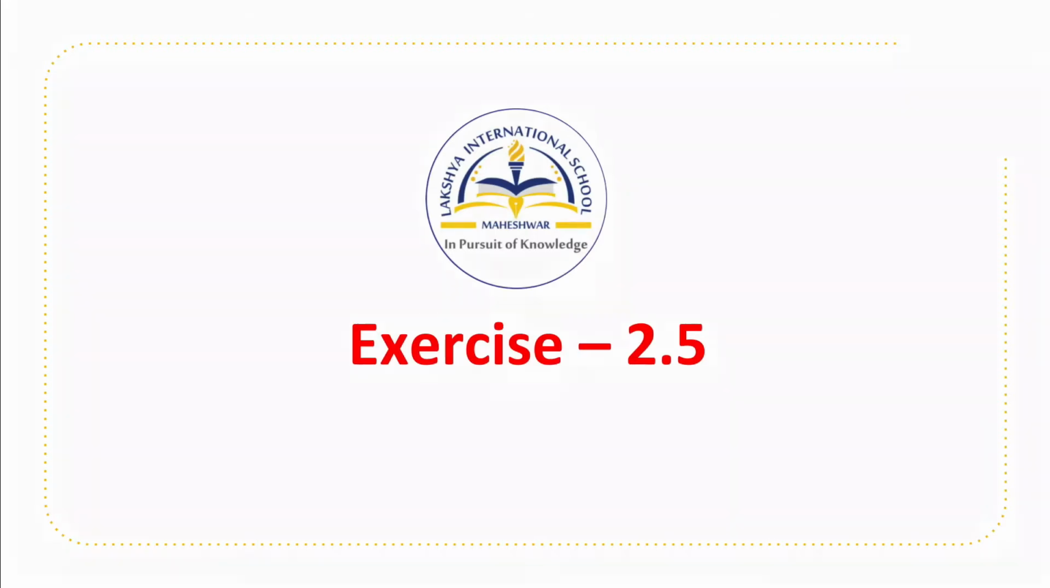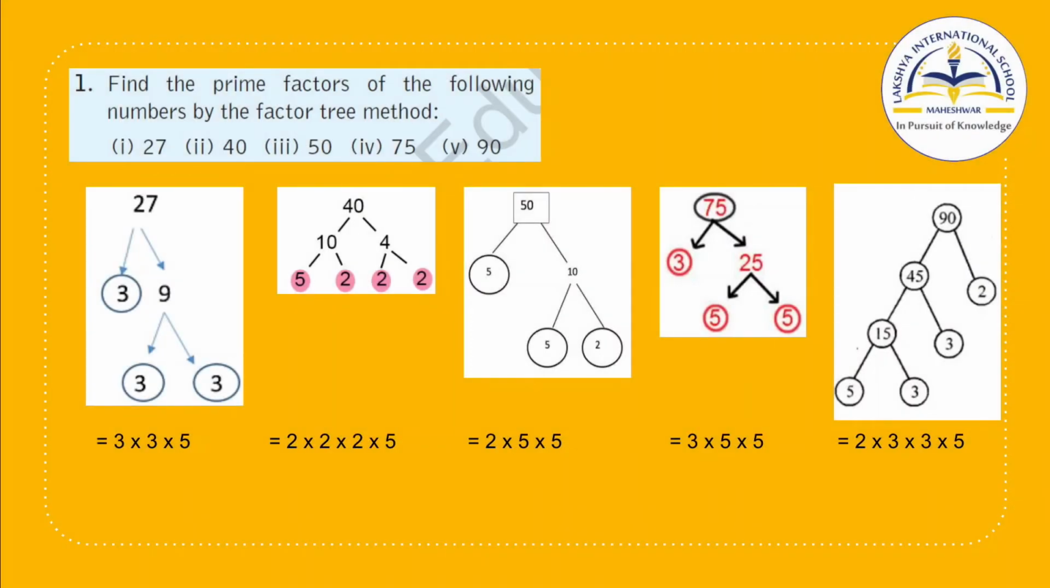Exercise number 2.5. Question number 1. Find the prime factors of the following numbers by the factor tree method. Question number 1, 27. Here you can see the factors of 27 are 3 and 9. Now the factors of 9 are 3 and 3. So you have to write 3 into 3 into 3.